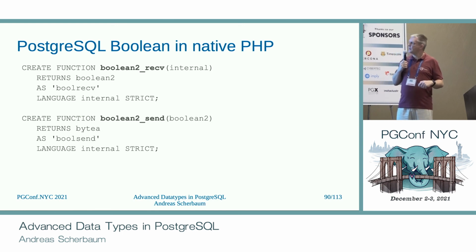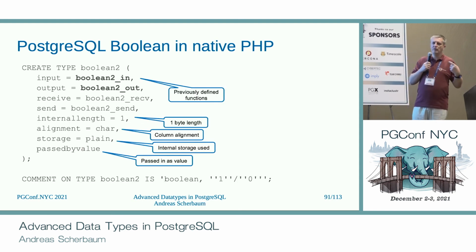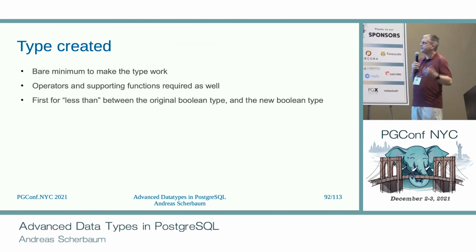We have a receiving function and a sending function for doing backups, etc. It's all the same, so we have the Boolean functions here. We just need to define them. And then we're going to create a new type. It's called Boolean2, because we chose this name. So here we are using the new functions we have: Boolean2 in, out, receive, and send. Everything else is like the original Boolean type. Of course, we add a comment on it. And we can already start using this type at this point. We cannot use analyze on it, we cannot do sorting, but we can use the data type.